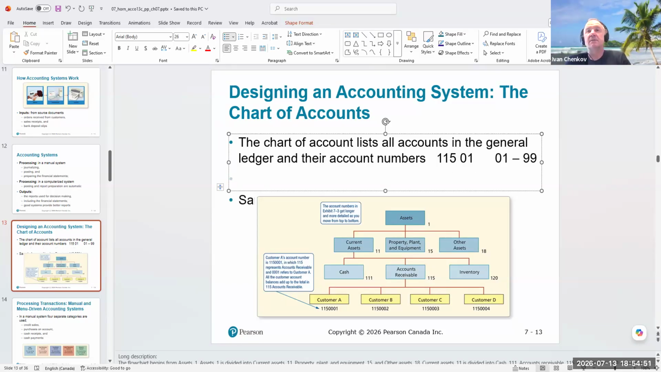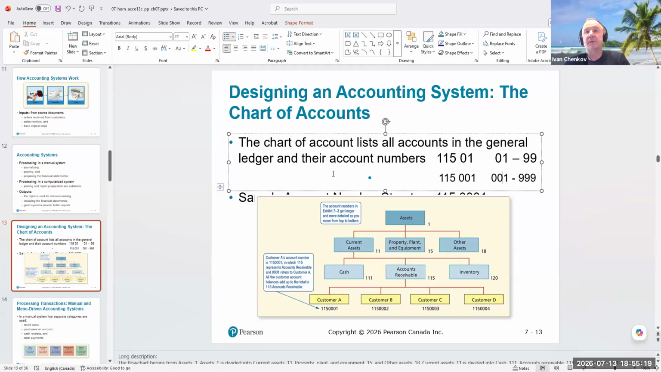The other option is to start with 115001, but then I limit myself from 001 to 999 customers, and I cannot go any further.